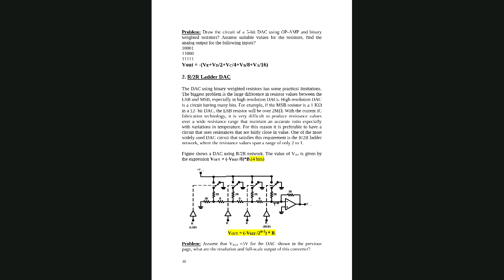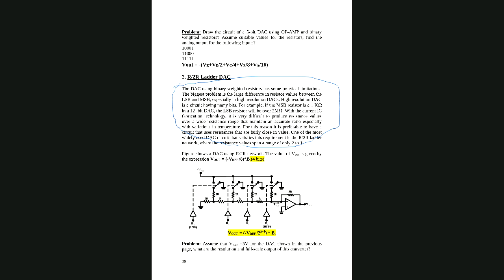If we see here, I am reading what is highlighted. Everybody see with me what is written in this part. The DAC using binary weighted resistor has some practical limitation. What is the limitation? The biggest problem is the large difference in the resistor values between the LSB and MSB, especially in high resolution DAC. High resolution means a circuit having many bits.